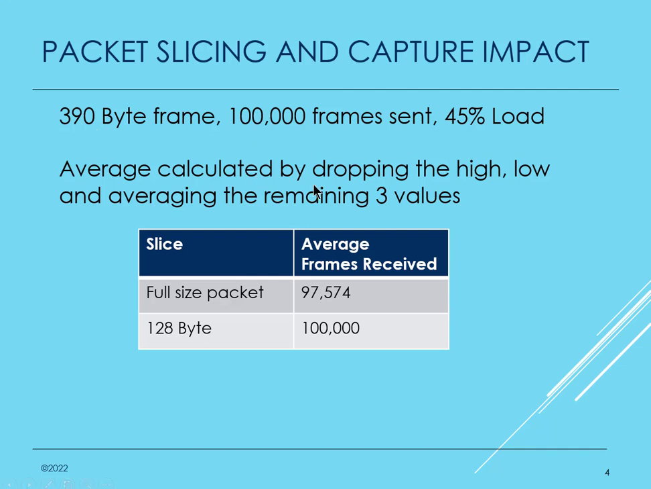The average is calculated by dropping the high, low, and averaging the remaining three values. And here's what I got. This is my laptop, it's an Alienware. So for a full-size packet, I sent 100,000 and I got 97,574. That was the average.